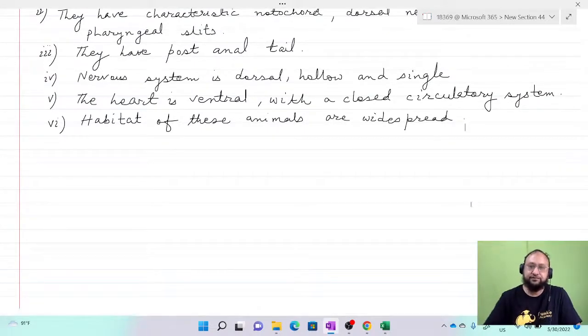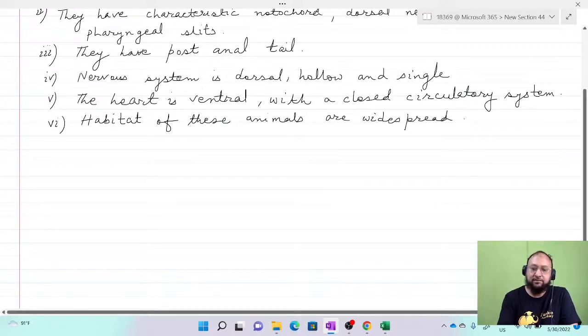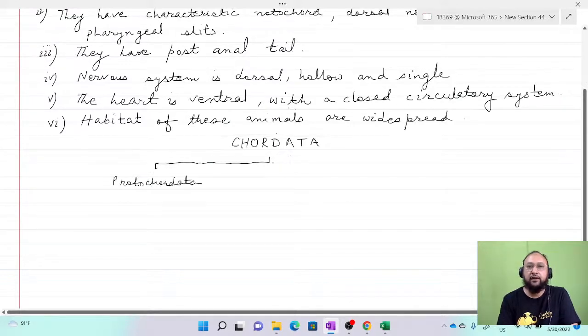Chordata, I'll write it here. This is the phylum, and the subphylum is divided like this: Protochordata and then Vertebrata.